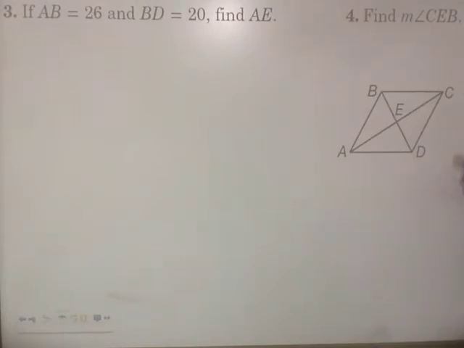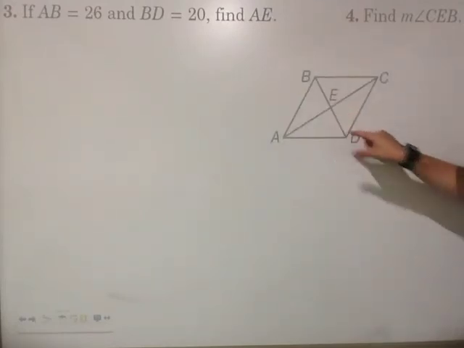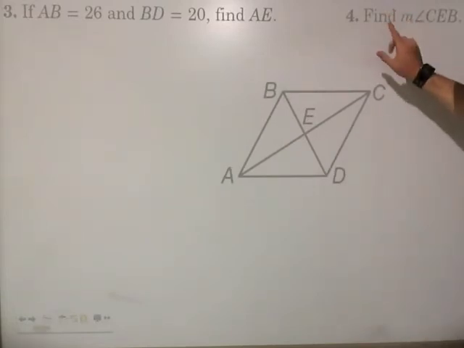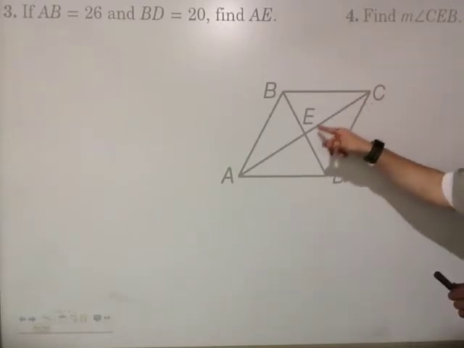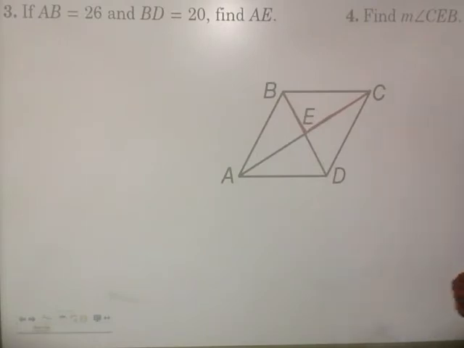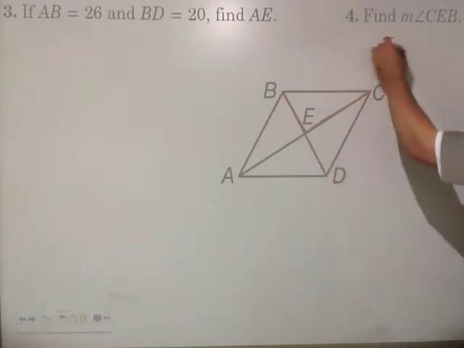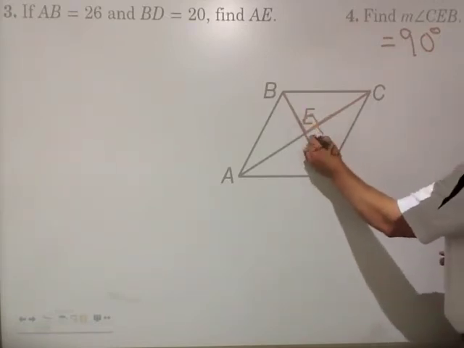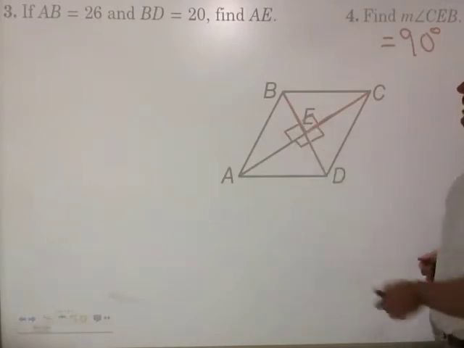So for problems 3 and 4, we're using the same figure. And I'm going to skip to 4. Find the measure of angle CEB. CEB. That's this angle right here. That's the easiest question in the world, because these diagonals are perpendicular. So that measure equals 90 degrees. That is always the case. So this is a right angle, these are right angles. Only if it's a rhombus.